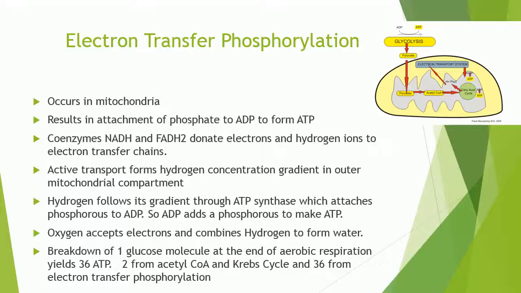Then you're going to have these hydrogen concentration gradients that are important to be able to make all of this happen inside the mitochondria. The hydrogen that gets produced is going to follow its gradient through ATP synthase, which attaches to phosphorus. So in order for ADP to form ATP, you need some hydrogen concentration gradients and you need some phosphorus to add on to it.